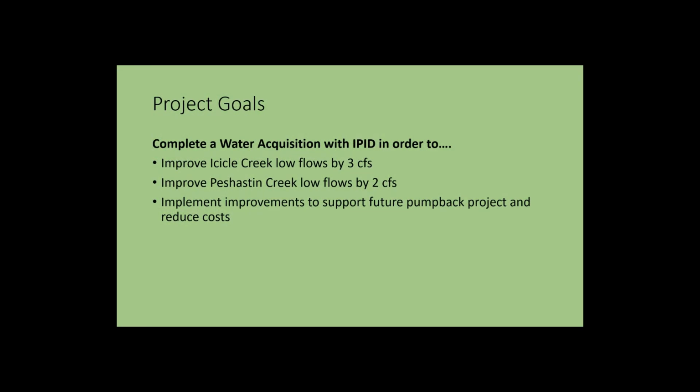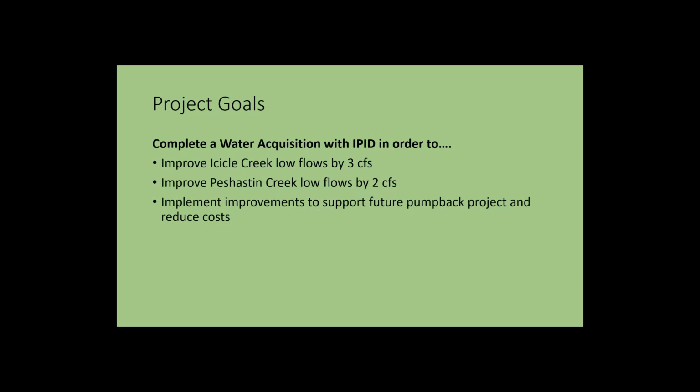So, project goals: we want to complete a water acquisition with Icicle and Peshastin Irrigation District in order to improve Icicle flows by 3 CFS and Peshastin Creek flows by 2 CFS. The improvements they would make with the proceeds of the water sale would be invested in on-canal projects that would be integrated into a future pumpback project. I'll talk in a little bit about the pumpback project.